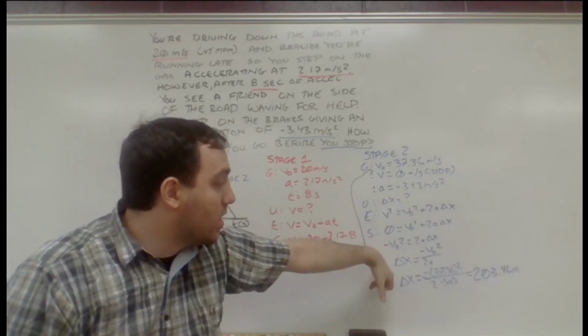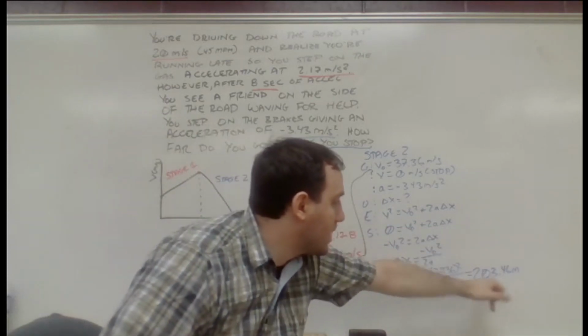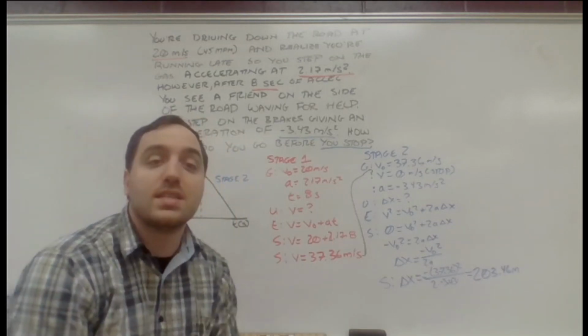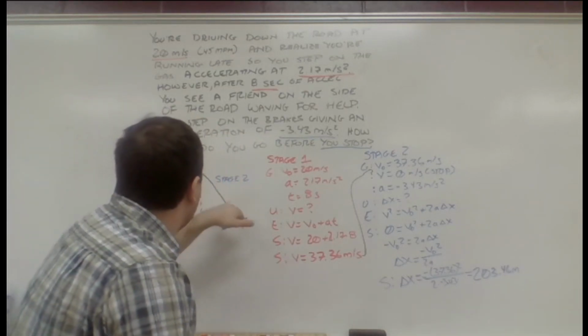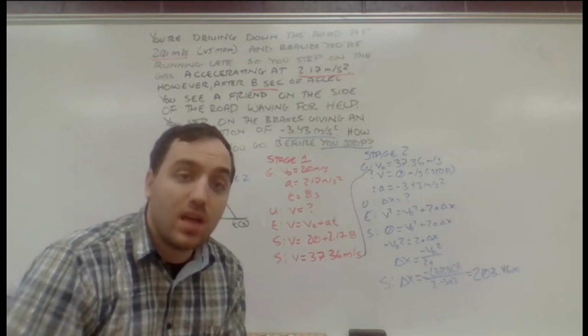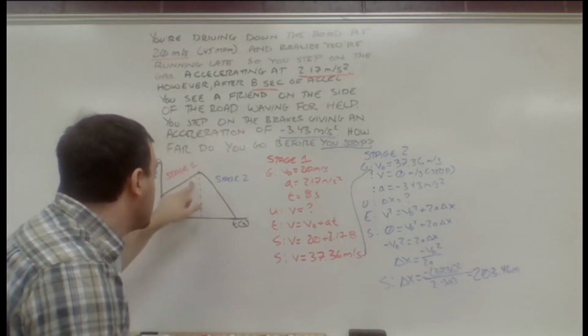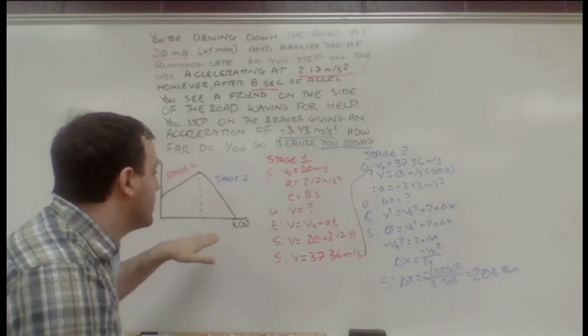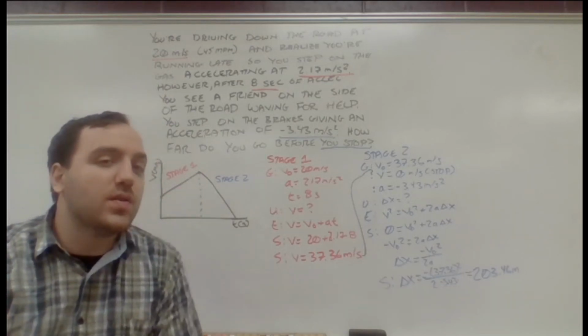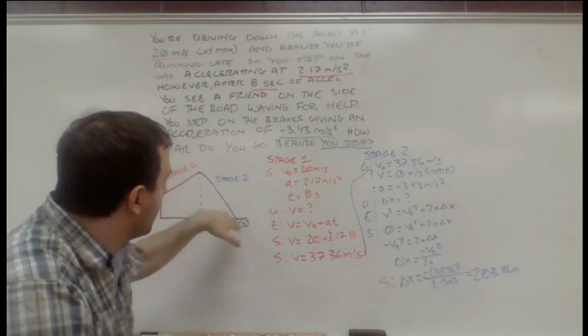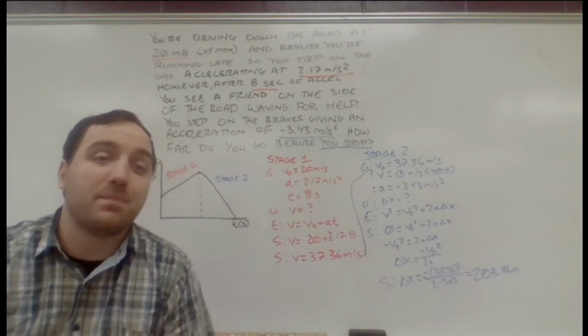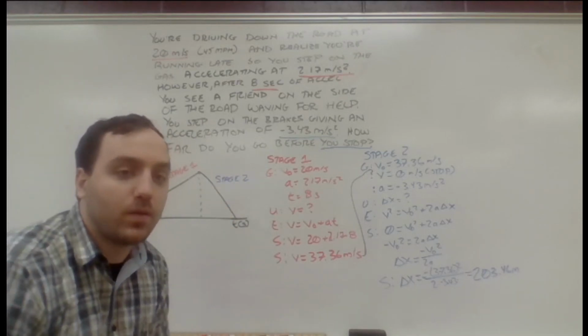I rearranged and solved first. Looking at my numbers, I get 203.46 meters, which means this area here is 203.46 meters. Had you done this graphically or split it, once you got the 37.36, you'd be a little SOL. You need to find the time from the graph before you can solve this graphically. In this case, the equation was probably quicker.